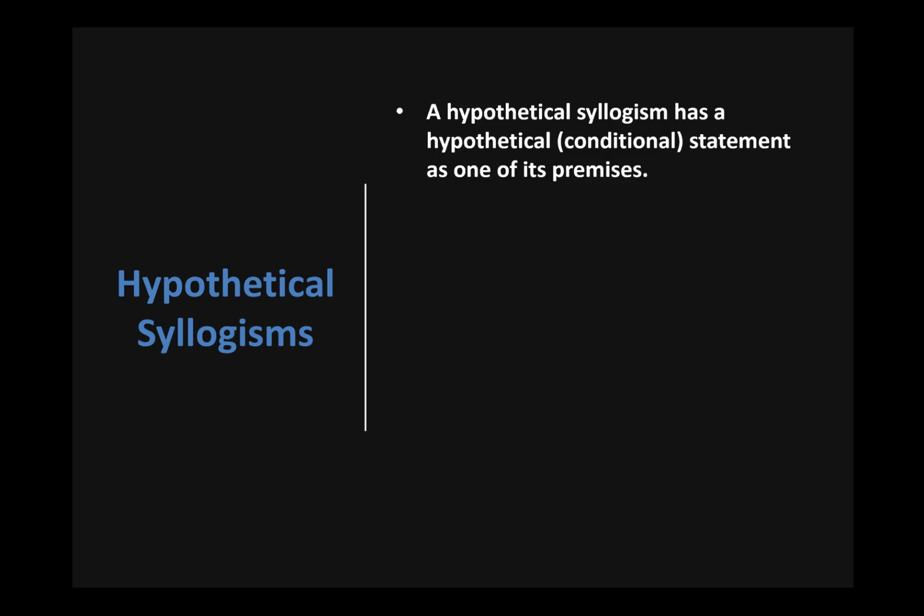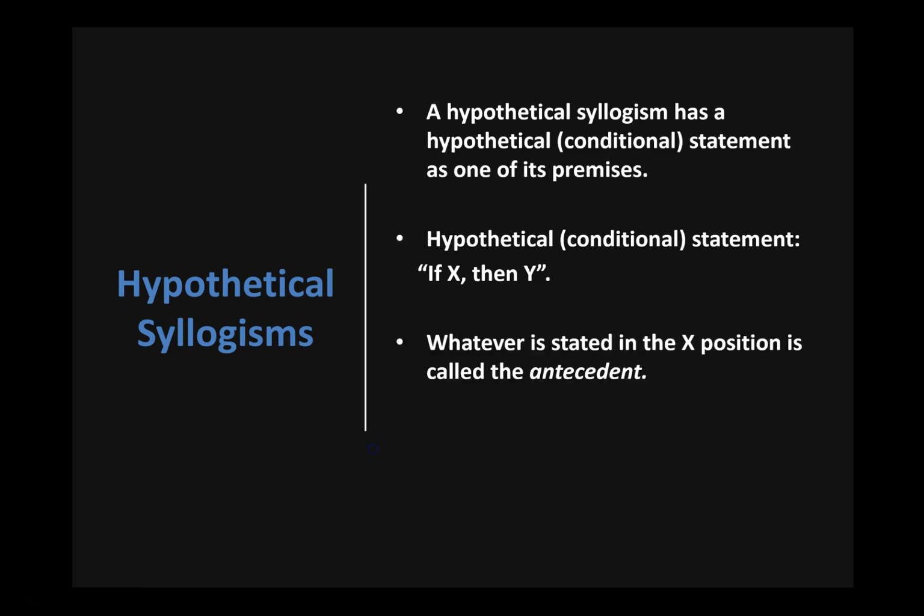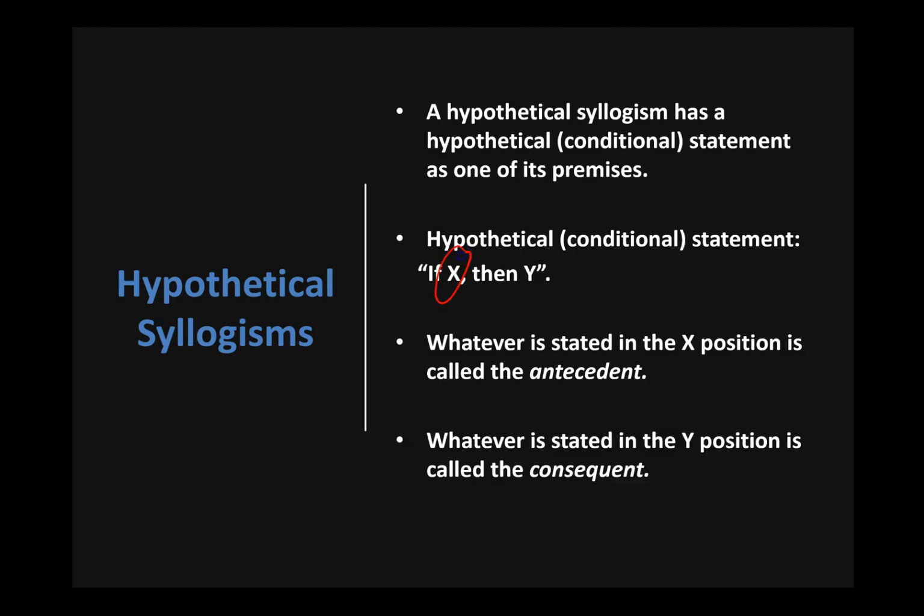Okay. So, a hypothetical syllogism has a hypothetical, otherwise known as a conditional statement, as one of its premises. A conditional statement or a hypothetical statement, those are interchangeable words for our purposes, is an if-then statement, right? If X, then Y, for instance. So whatever is stated in the X position is known as the antecedent. And whatever is stated in the Y position is known as the consequent.